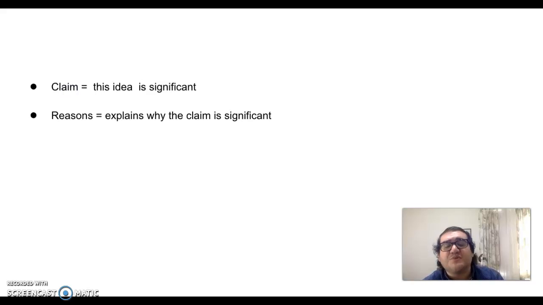Pushing forward. So what is a claim? The claim is just whatever the writer thinks is significant, what you want to write about. And what are the reasons? The reasons support the claim. They explain why the claim is significant. Another way to think about this, your claim is your main idea and your reasons are your supporting ideas.